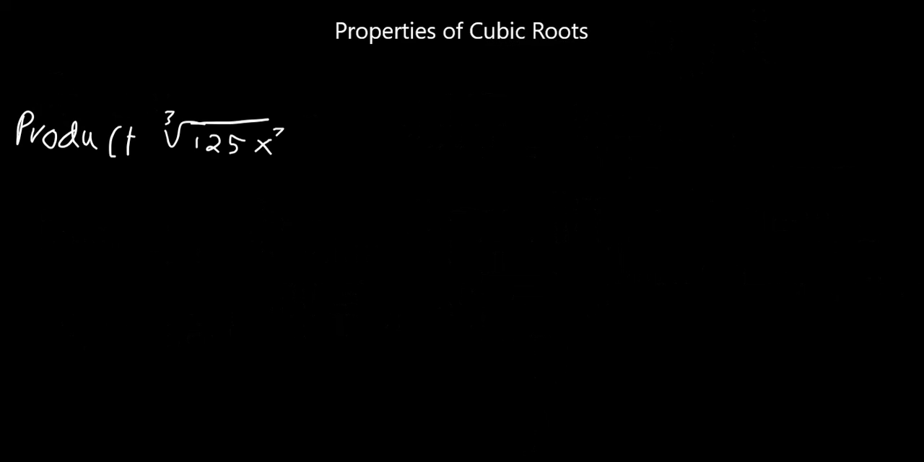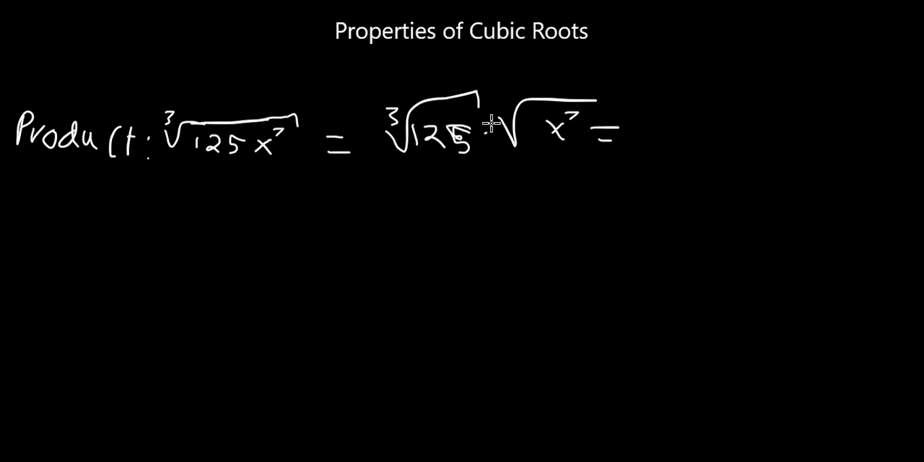Now let's try doing an example. We want to find the cubic root of 125x to the 7th, which is going to involve using our product property. Using our product property, we know this will be the cube root of 125 times the cube root of x to the 7th. So I started by just splitting off the terms with variables from the terms with numbers.